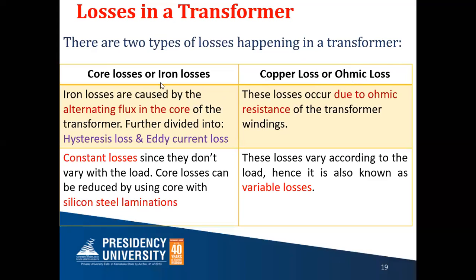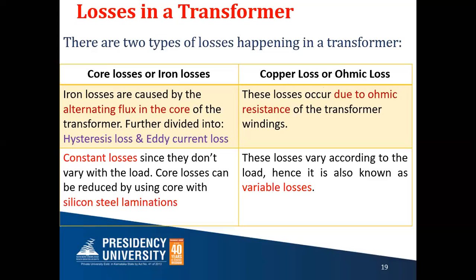So we have two types of losses. Generally I call them core loss and copper loss. The core loss is happening in the core, and the copper loss is happening in the winding. Right. Here I'll just tell about what is core loss and what is copper loss. As the name implies, the core loss is happening in the core, and the material of the core in olden days was soft iron, cast iron. Nowadays we are using silicon steel.